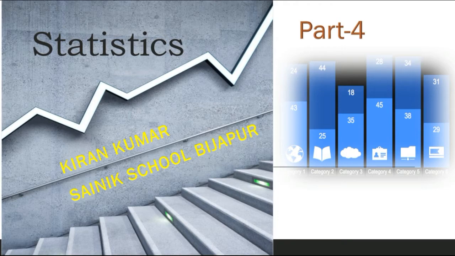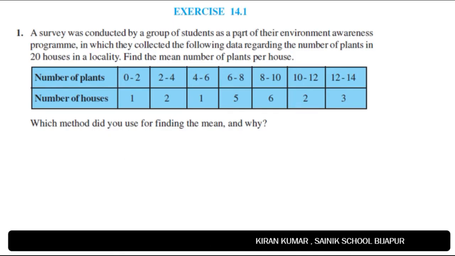The first question here is, a survey was conducted by a group of students as a part of their environmental awareness program, in which they collected the following data regarding the number of plants in 20 houses in a locality. Find the mean number of plants per house. The number of plants and the number of houses are mentioned in this table. The question here is to find the mean, and also we need to say why we followed that particular method.